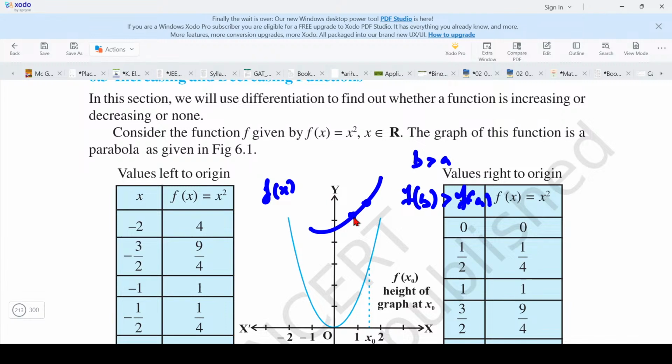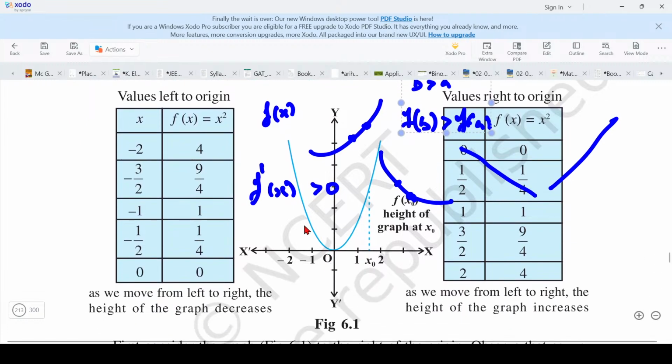So what does that mean? The slope should be positive, agree or not? If a function is increasing, the slope should be positive. If the slope is negative, it means the next point is lower than the previous point. Slope positive means these kinds of lines, slope negative means these kinds of lines. If a function is increasing, f dash x should be greater than 0. As easy as that.